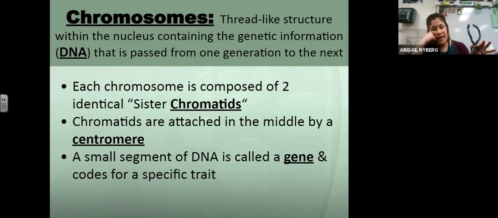A small segment of DNA is called a gene and codes for a specific trait. So if you were to look at your chromosome, you could point to any location, and that would be one gene. One location is coding for one gene. You're familiar with that. You get that gene from your mom, you get that gene from your dad, and that is true. You get all of your DNA from both your parents. One gene is just one location on the chromosome that codes for one specific trait. So chromosome, chromatid, another chromatid over here, held together by the centromere in the middle.